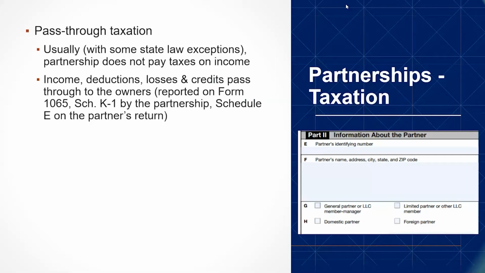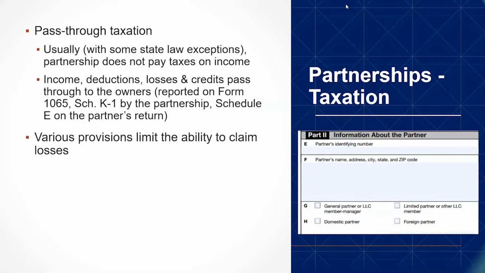And as I mentioned, income, deductions, credits, and losses pass through to the owners, but then the question is, can the owners use all of those losses that are passed through to them? There are three basic limitations that we always point to. One is limited to your basis in the partnership, which equals the amounts that you contributed to the partnership plus whatever debts are allocated to you under the debt allocation rules in the partnership provisions of the tax code.